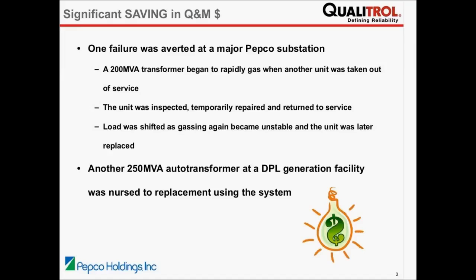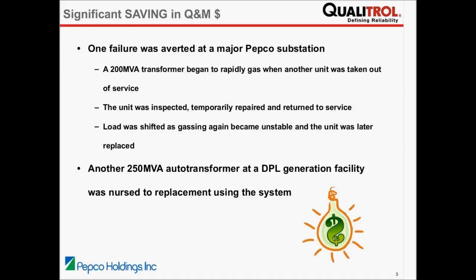So, it was one of the major Pepco substations. One transformer was taken out for service and load was shifted to another transformer. What they found is that a 200 MVA transformer began to rapidly gas. They inspected this transformer, temporarily repaired it, and returned it to service.